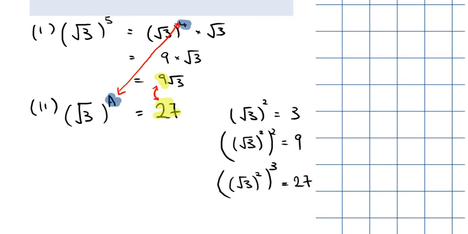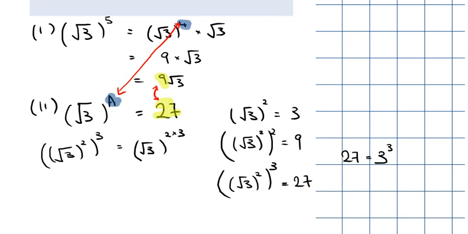Think about it, because 27 is equal to 3 cubed, and 3 is square root of 3 squared. So what is square root of 3 squared to the power of 3? Well, that's just square root of 3 to the power of 2 times 3, which gives me square root of 3 to the power of 6. So we've found A, haven't we? A is 6.